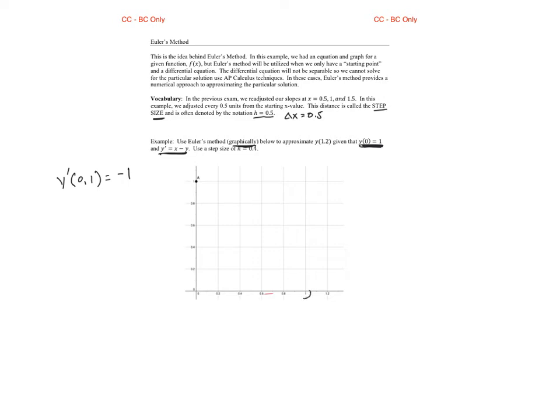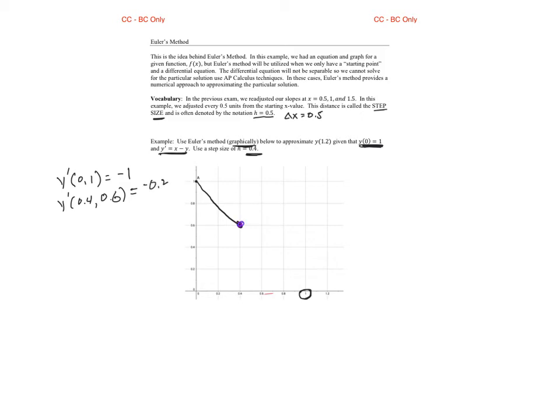I'm trying to use this 1 on this side as my end, so I'm going to go down 1 over 1. They did say a step size of 0.4, so I'm going to stop at that distance of 0.4. There's my next stopping point. So if my x now is 0.4, I can see that my y here is going to be 0.6. It's pretty clear on the graph. To find my next slope, I'm going to have a negative 0.2.